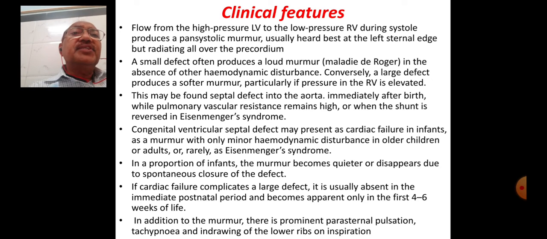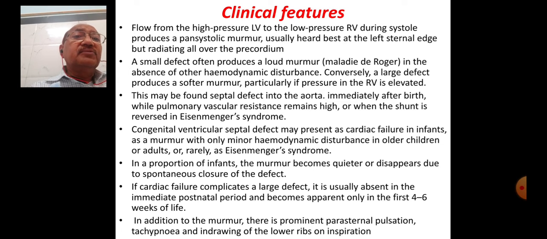Regarding the clinical features of the VSD, flow from the high pressure LV to the low pressure RV during systole produces a pansystolic murmur, usually best heard at the left sternal edge but radiating all over the precordium. A small defect often produces a loud murmur, what we classically call maladie de Roger, in the absence of other hemodynamic disturbances. Conversely, a large defect produces a softer murmur, particularly if pressure in the RV is increased.